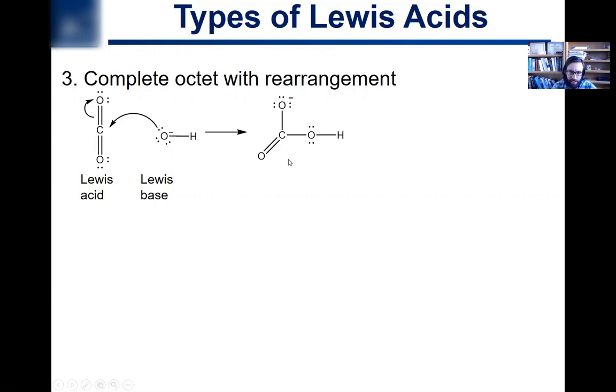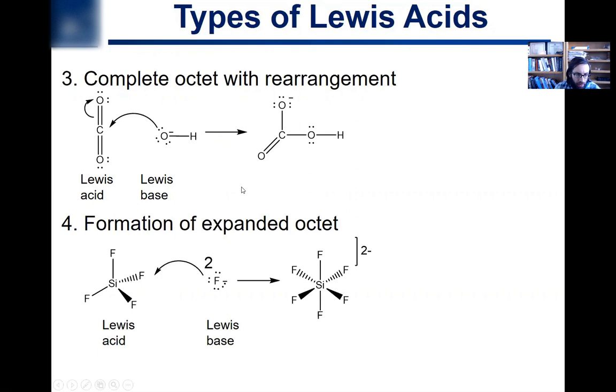Another type of Lewis acids are ones that can complete their octet with some rearrangement. So carbon dioxide, shown on the right here, is an example. This is carbonate ion, with an H there it would be bicarbonate ion. But CO2 here is a Lewis acid because it can react with the Lewis base, hydroxide, looking at it in terms of the lone pair, does some rearrangement, and that is a valid form of Lewis acid.